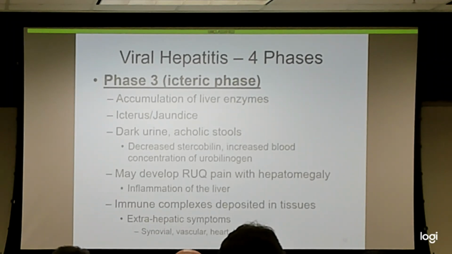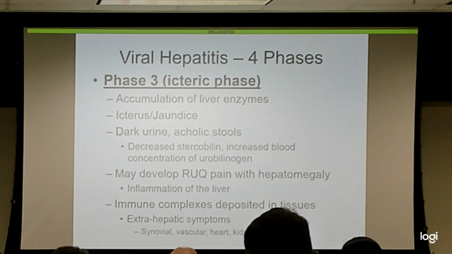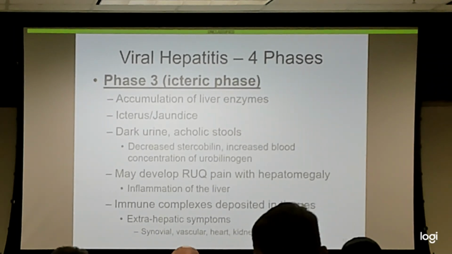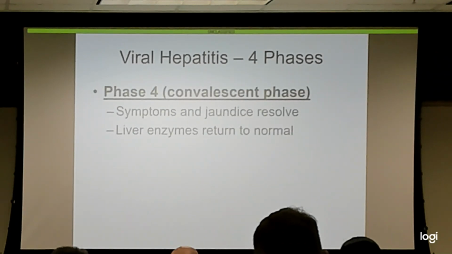May develop right upper quadrant pain with hepatomegaly. So you're having all that cytokine action. You've got the inflammation, and that inflammation is going to start irritating things within the right upper quadrant. So you're going to have some physical exam findings. You might have some hepatomegaly, so you're going to do a good exam there. And again, those immune complexes depositing in tissues. And so extrahepatic symptoms: you're going to have synovial, vascular, heart, and kidney inflammatory reaction.